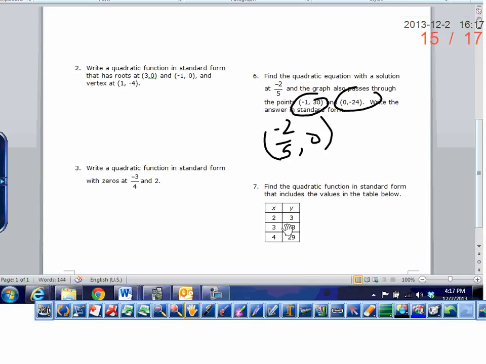Same thing for number 7. You got 3 ordered pairs there. Do that. Always L1, L2, stat, edit, enter them in, and stat, calc, quadratic regression.